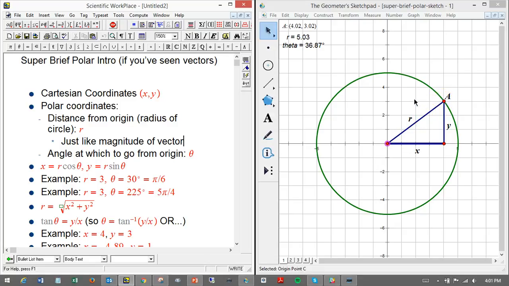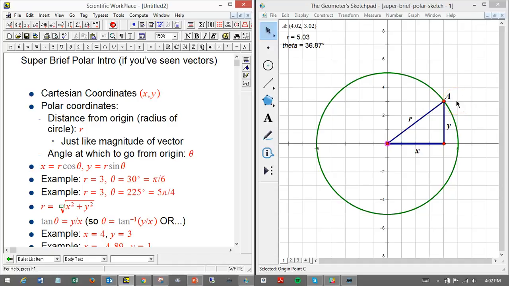nothing more nor less. Similarly, the angle at which you want to go from the origin to get to that point, that's theta. I didn't draw it in here because I'm not really happy with how Sketchpad draws those things, but theta is right here, the usual angle in standard position, using the mathematical convention, where 0 is the positive x-axis. That's going to be another piece of data. So just like with vectors, if you tell me the magnitude of the vector and the angle, that totally tells you what the vector is. And that's the same thing with polar coordinates. If you tell me how big is the circle that my point is on and what angle it's at on the circle, you've totally specified the point.